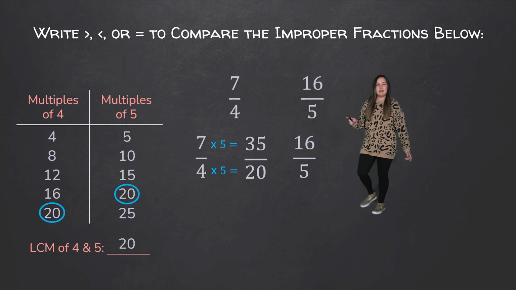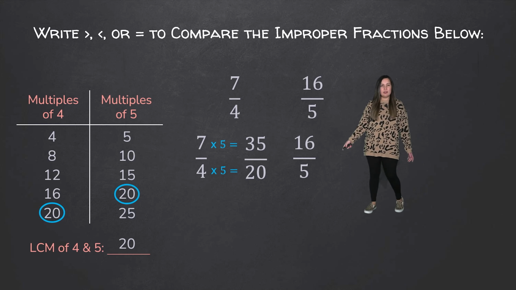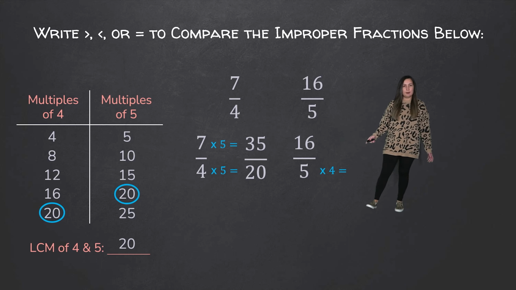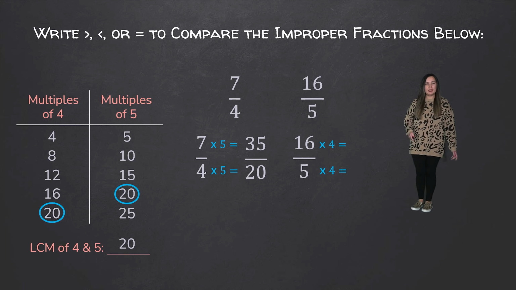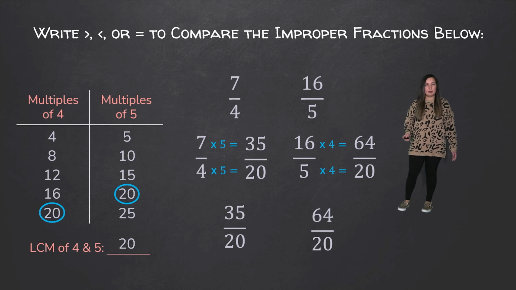Then we're going to take 16 over 5, and in order to get a denominator of 20, we have to go ahead and multiply 5 by 4. Whatever we do to the denominator, we have to do to the numerator as well. So we also have to multiply 16 times 4. Now 16 times 4 is equivalent to 64, and 5 times 4 is equivalent to 20. So now we have two fractions with a denominator of 20 that we can easily compare.